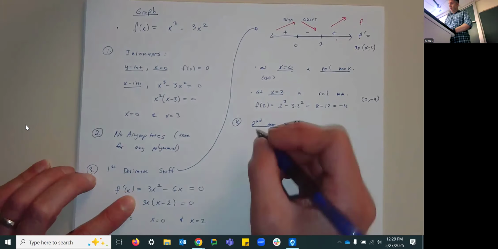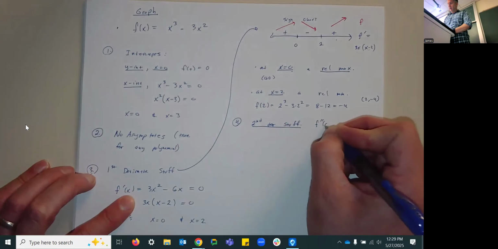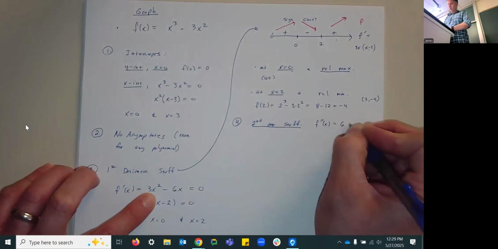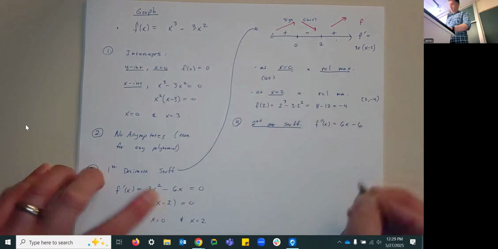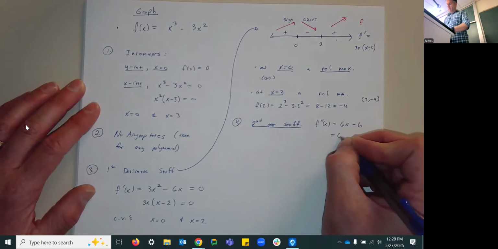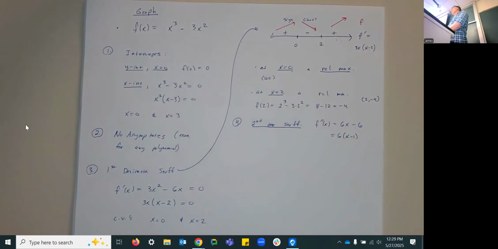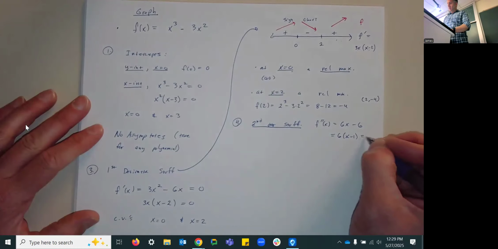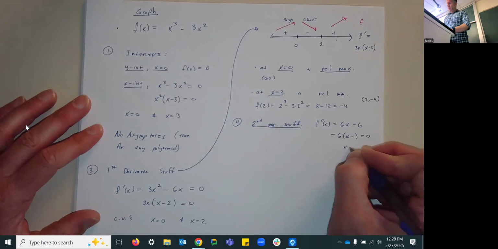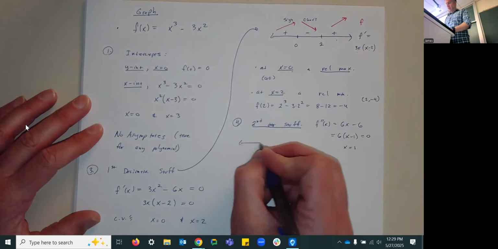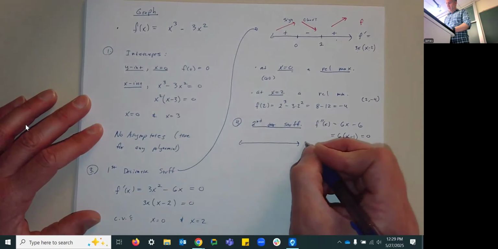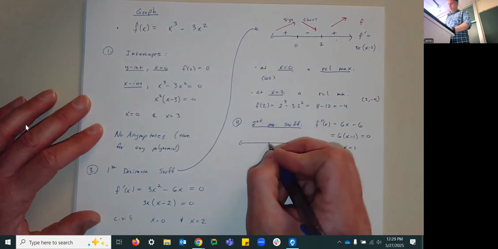So my second derivative is going to be f double prime of x equal to 6x minus 6. If you like, you can factor out a 6 and say it's 6 times x minus 1. We're also going to set that equal to 0. We're going to find what I usually call critical points for the second derivative, or potential inflection points. So we set that equal to 0. We're going to get x equal to 1. We're going to draw the second derivative number line, so f double prime here. There's x equal to 1.